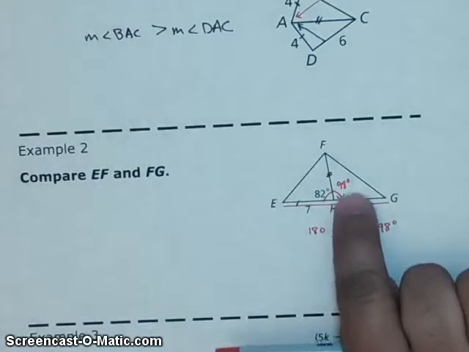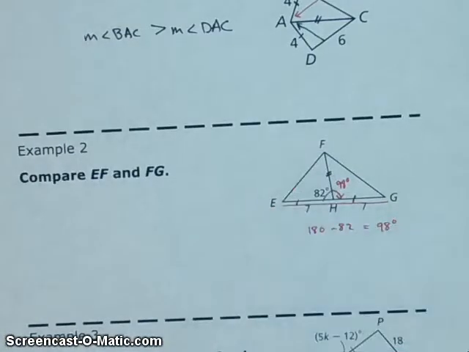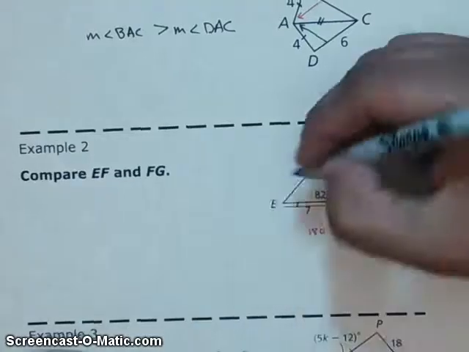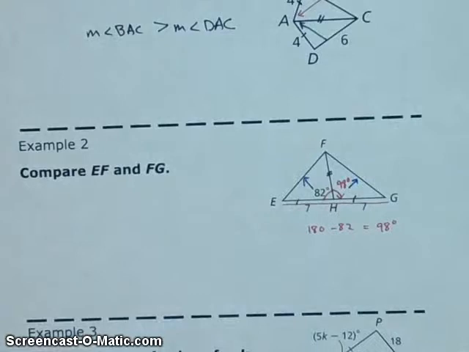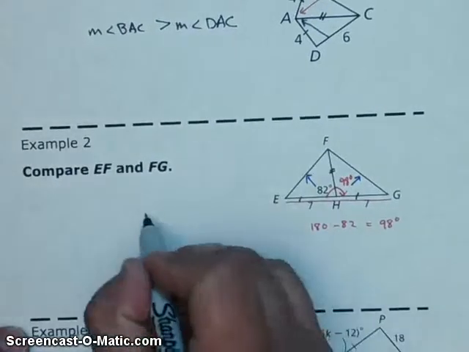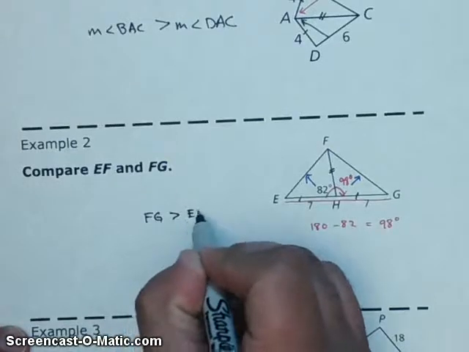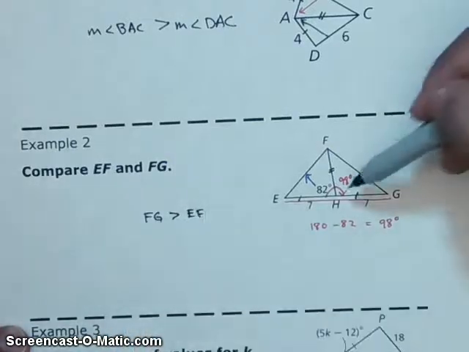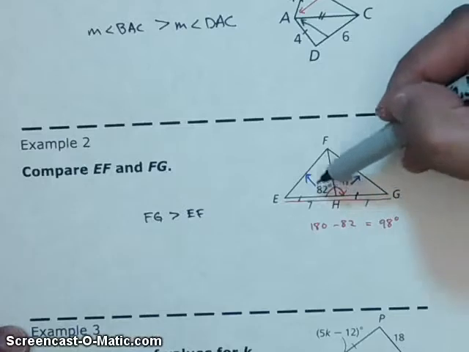And since it's larger than angle EHG, the one on the left, if I compare this side to this side, FG, the distance from F to G has to be greater than the distance from E to F because of the angles. The 98 is greater than the 82.